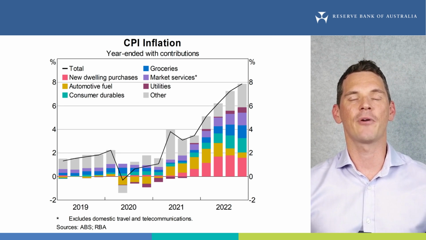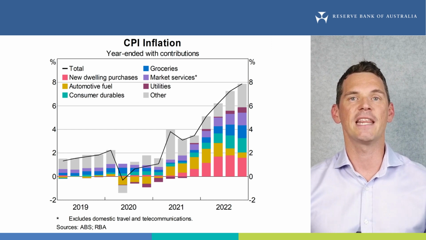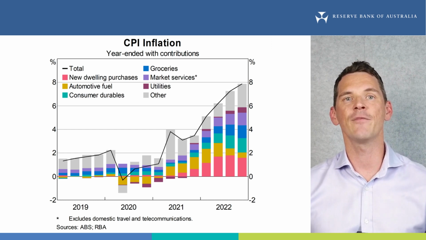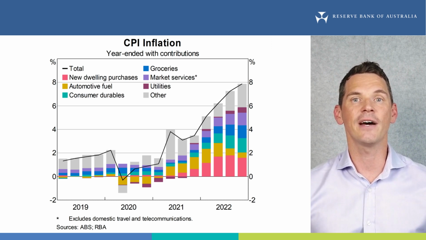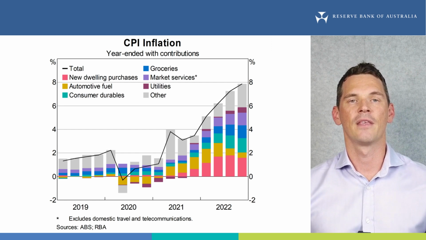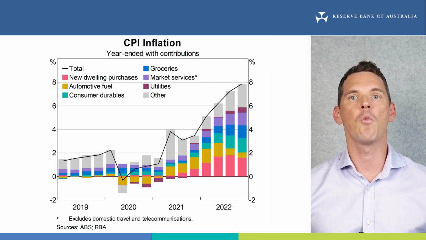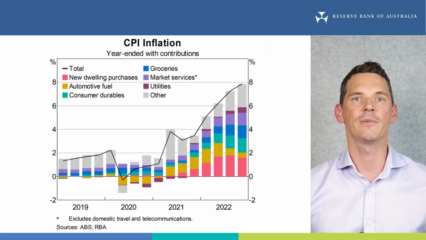The headline Consumer Price Index, or CPI, increased by 1.9% in the December quarter and by 7.8% over the year. This is the highest year-ended CPI inflation since 1990. And as can be seen in this graph, a wide range of items have contributed to the strong inflation outcomes over the past year.